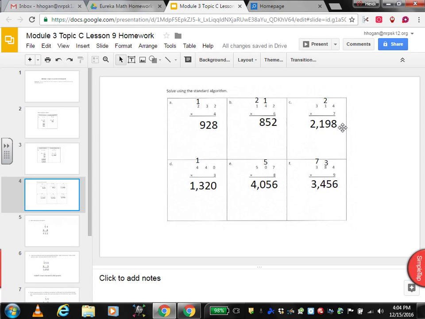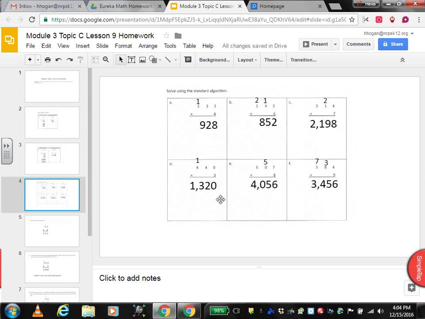7 times 4 is 28. We can't have 28 ones, so we regroup 2 of them into the tens place, and we're left with 8. 28. 7 times 1 is 7, plus 2 more is 9. 7 times 3 is 21, 2,196.